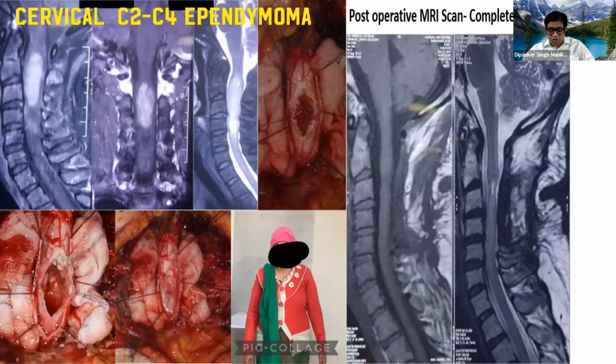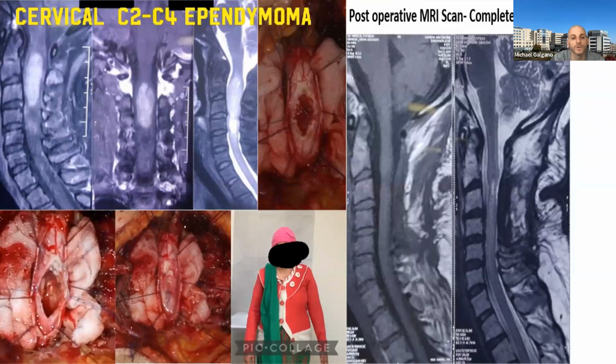This patient video was recorded at the 6-month follow-up visit, and on the MRI which I am showing, you can see the complete excision of this tumor was performed. This patient had one issue, that she had some neuropathic pain, for which I am giving her pregabalin and gabapentin, and apart from that, she is doing great. So this is case 2.